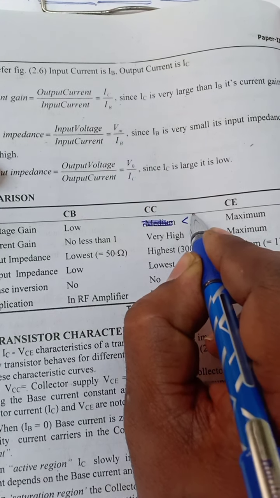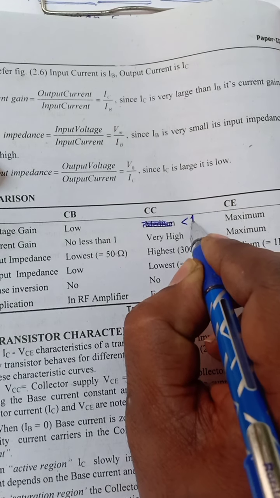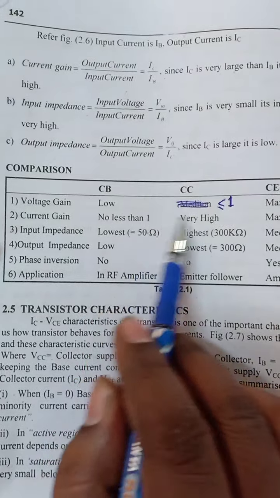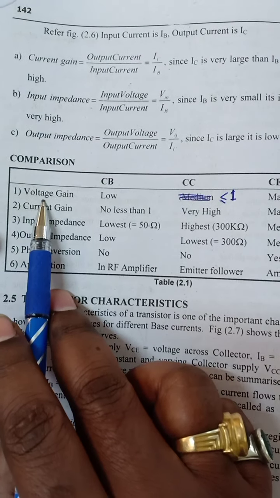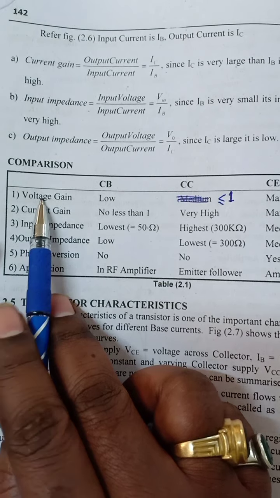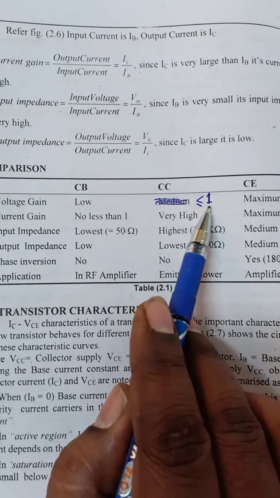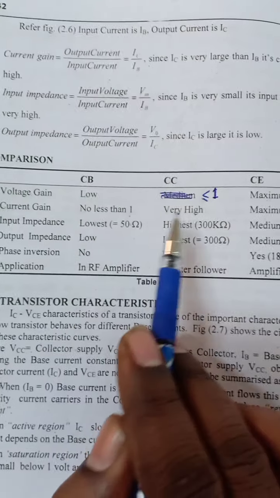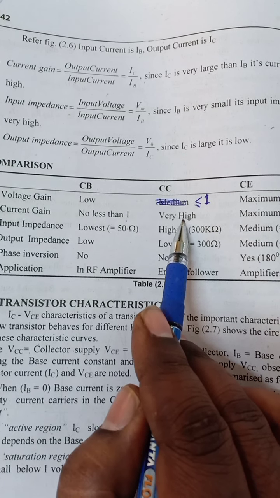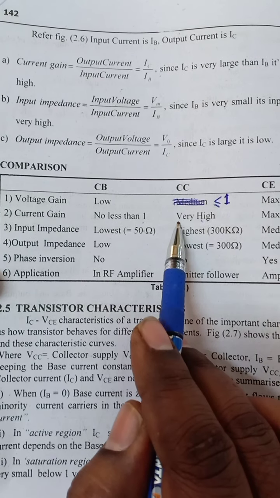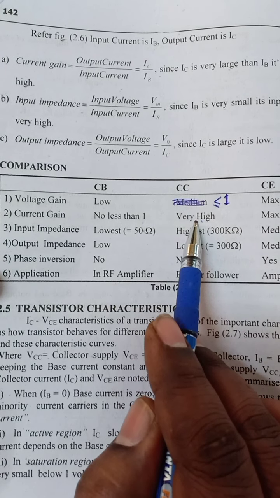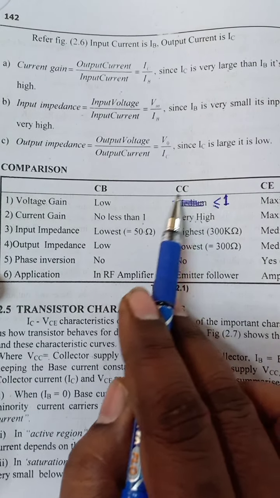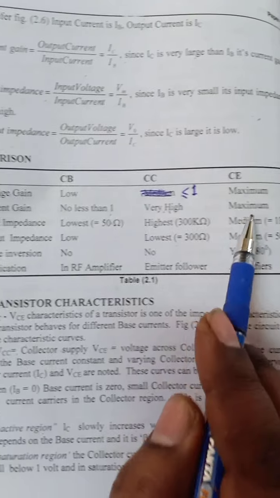The voltage gain is less than or equal to 1. So this is a misprint in this textbook. So the voltage gain is less than 1, and the current gain is less than 1, so here we get this high current gain. But we don't get voltage amplification, so here it is medium.